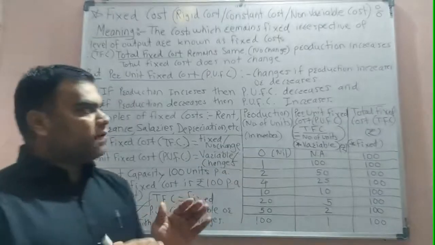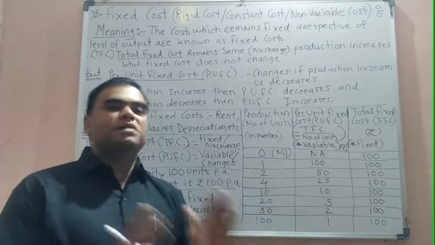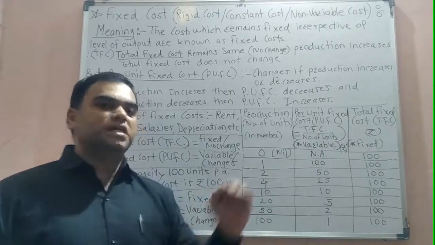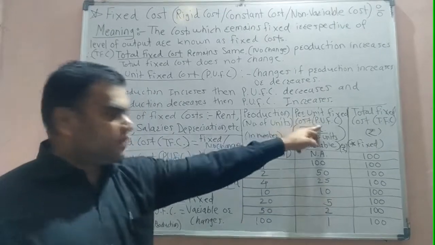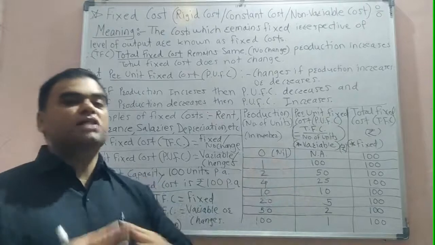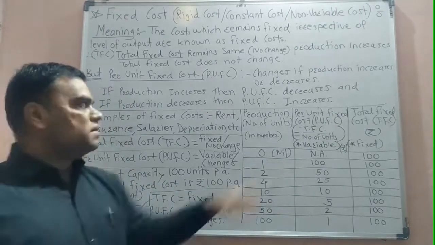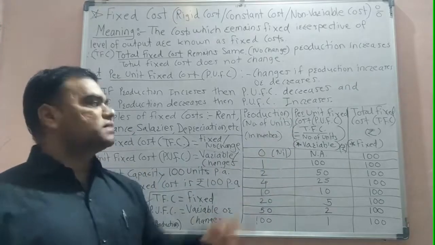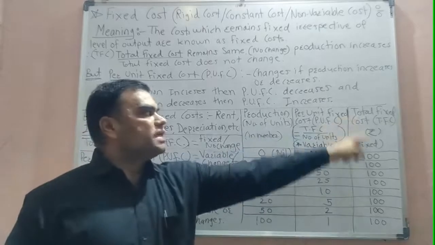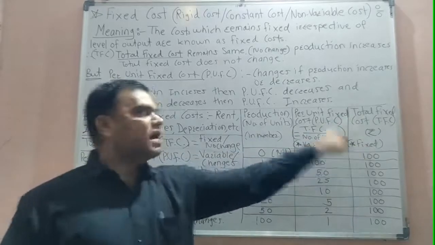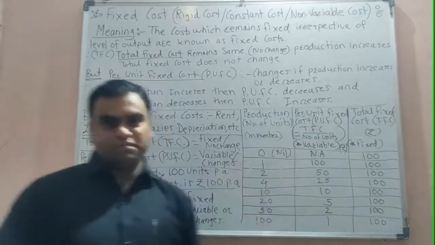What is the nature of variability of total fixed cost? It remains fixed, it remains the same, it doesn't change with the changes in the volume of activity or volume of production. But per unit fixed cost changes, it has an opposite relation with volume of production. Per unit fixed cost changes. That's why we can say total fixed cost is fixed in nature and per unit fixed cost is variable in nature.